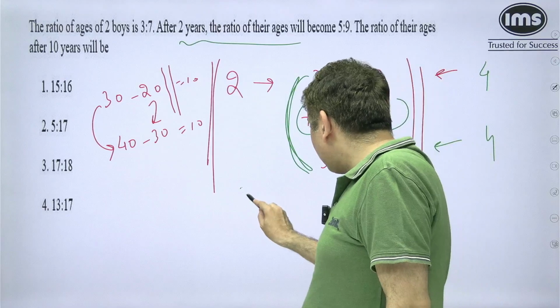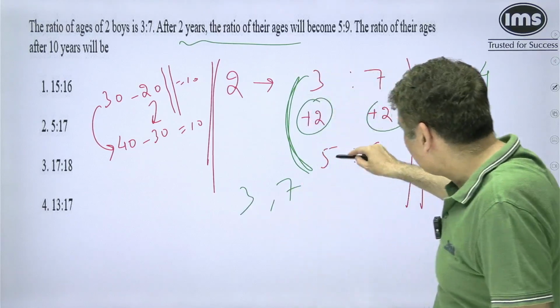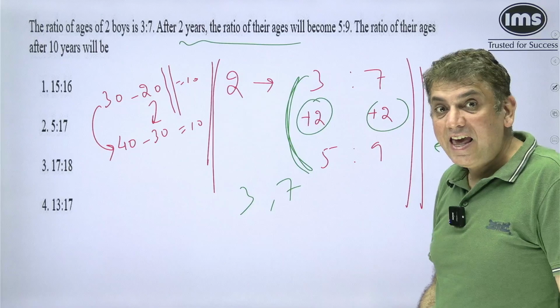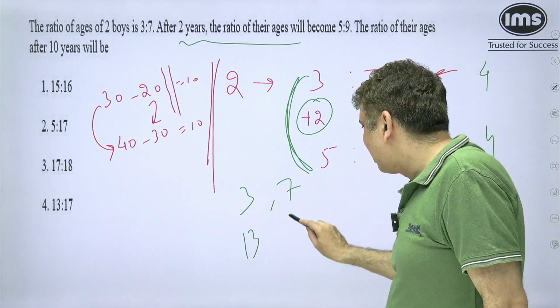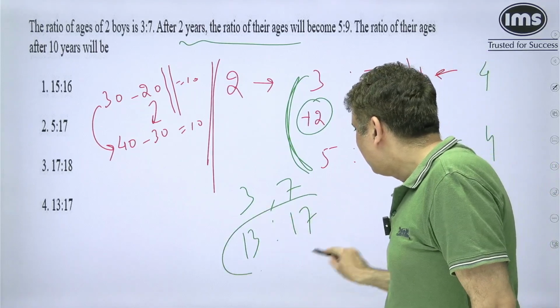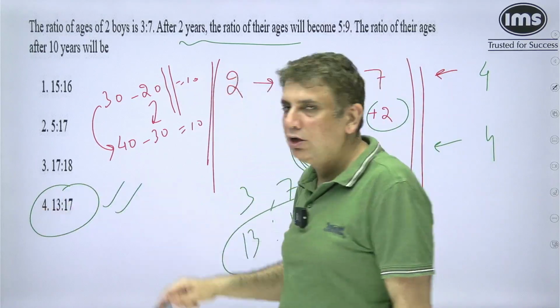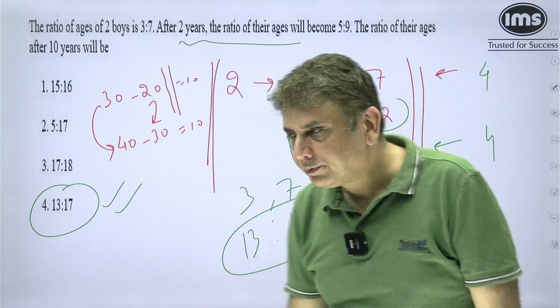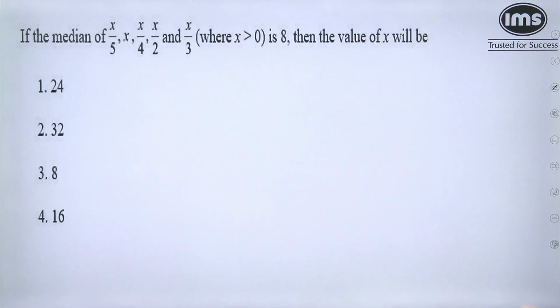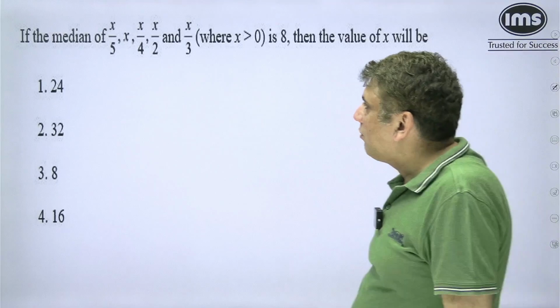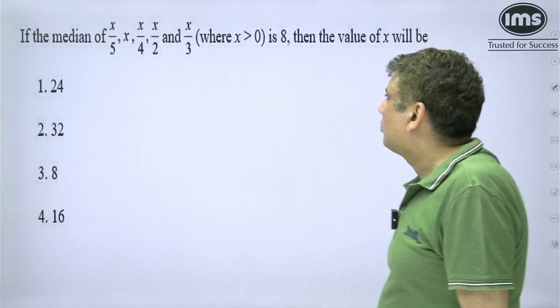The present ages are definitely 3 and 7 because 3 plus 2 is 5 and 7 plus 2 is 9. And after 10 years, their ages will be 13 and 17, and this will be the ratio, and that will be the final answer. You don't need to suppose any variable as x or y. Clear?